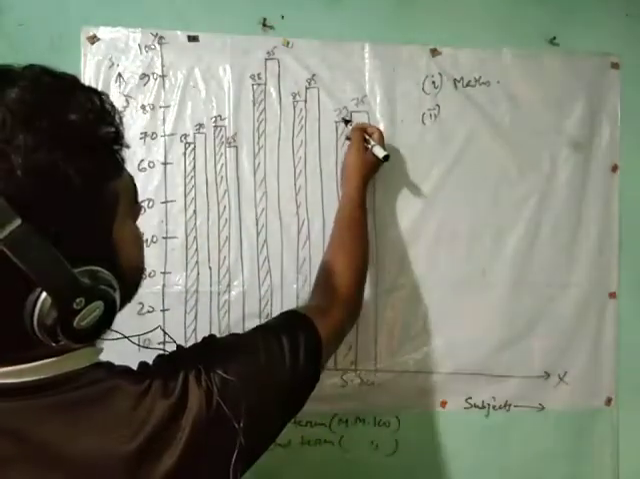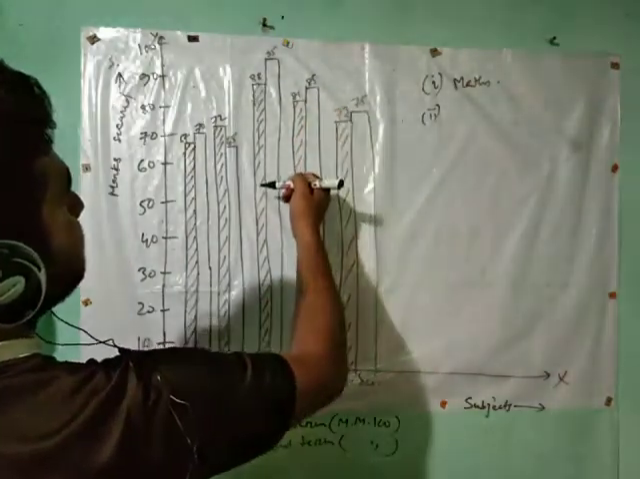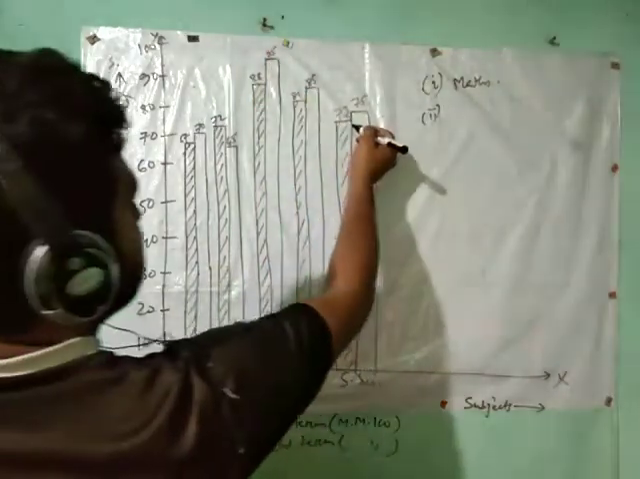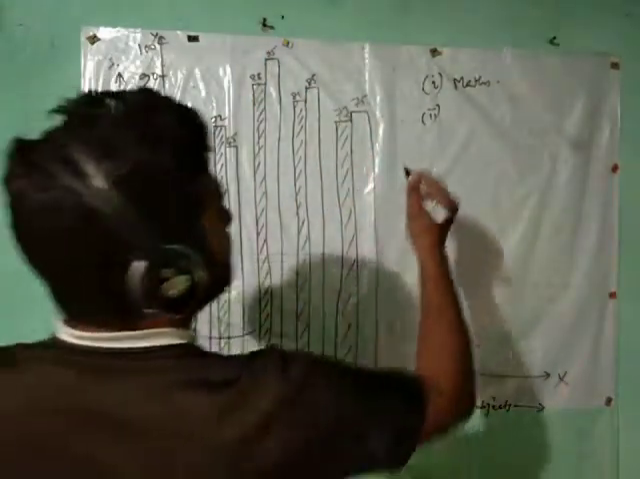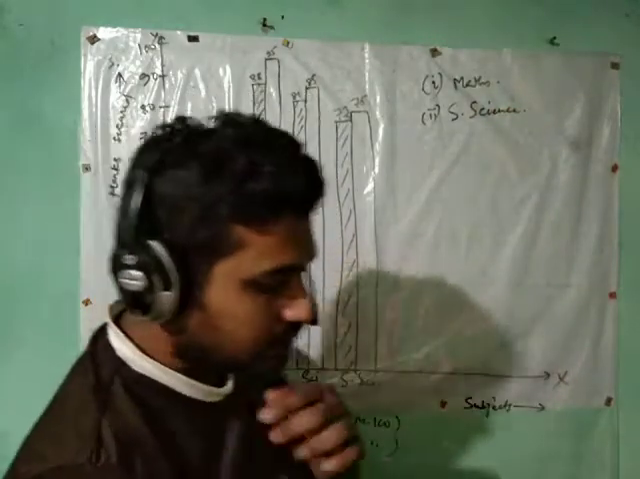In social science. Why? Here the difference is 2, here the difference is 4, here the difference is 3, but here it is the maximum. So 2 is the minimum difference. So social science is your answer.